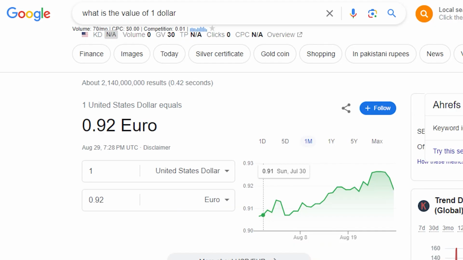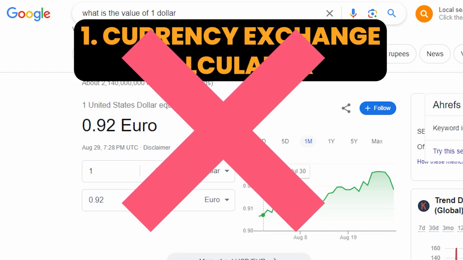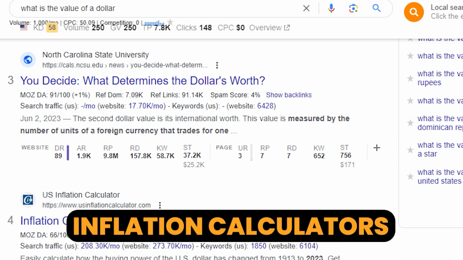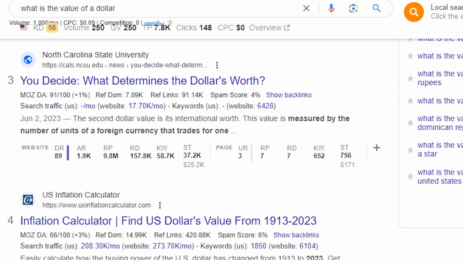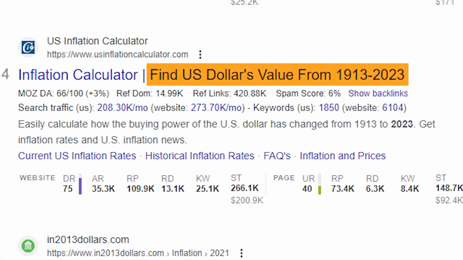So I searched for the actual value of the dollar, as this would surely help me get a more precise definition. The first result is a currency exchange calculator. Not really what I'm looking for. The next few results contain a few sites that give me inflation calculators to help me find the value of the dollar. One of them says, find the US dollar's value from 1913 to 2023. Now, the first thing that stuck out to me here was that I had to use a calculator to find the value of the dollar.